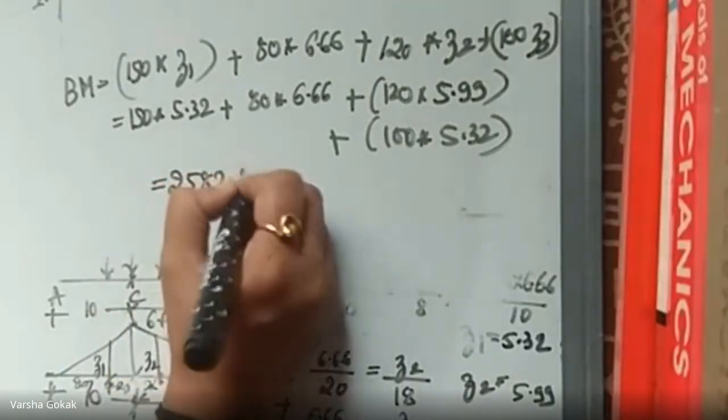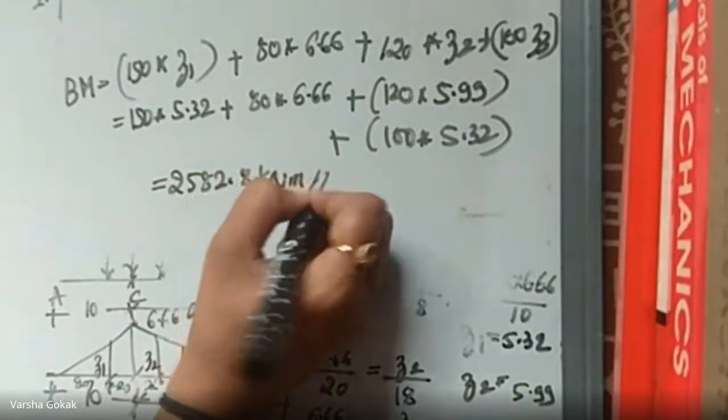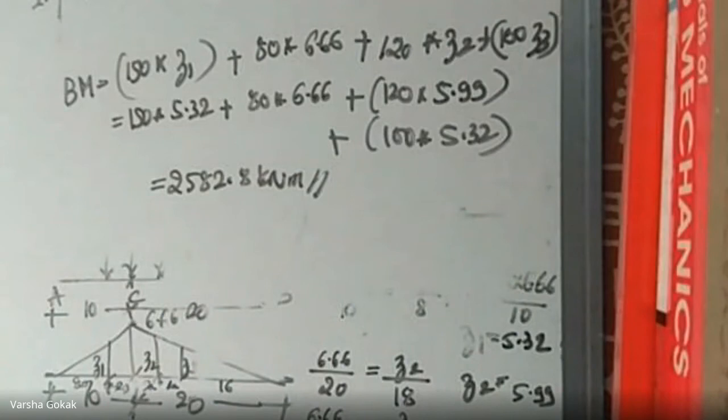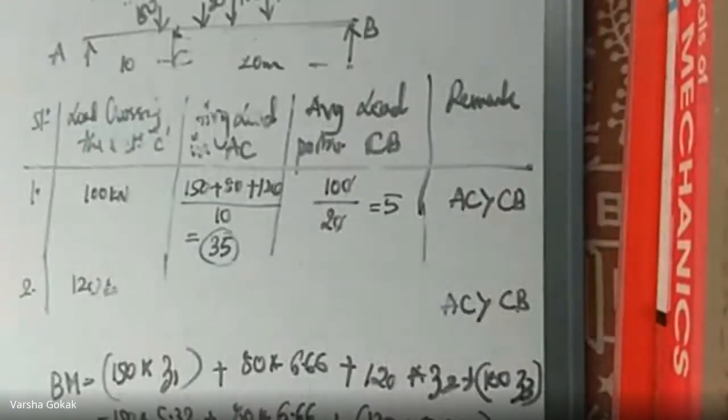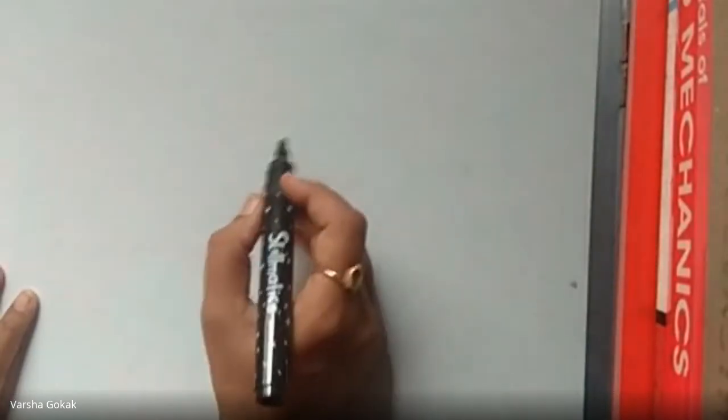2582.8. 2582.8 kilonewton meter. Okay, 2582.8 kilonewton meter. Any doubts with this? Any doubts? So quickly, before going to absolute bending moment, because absolute bending moment has again a different procedure, let's just brief out what all we did.